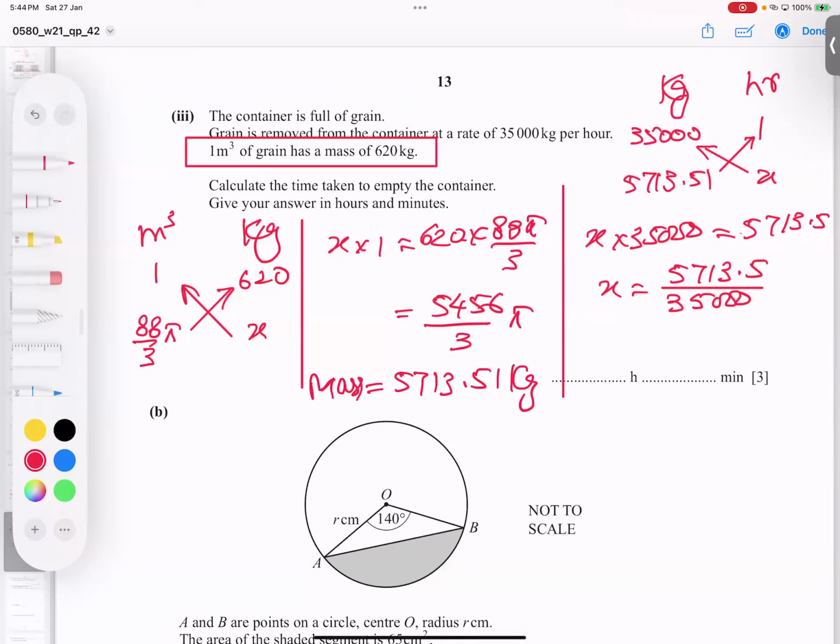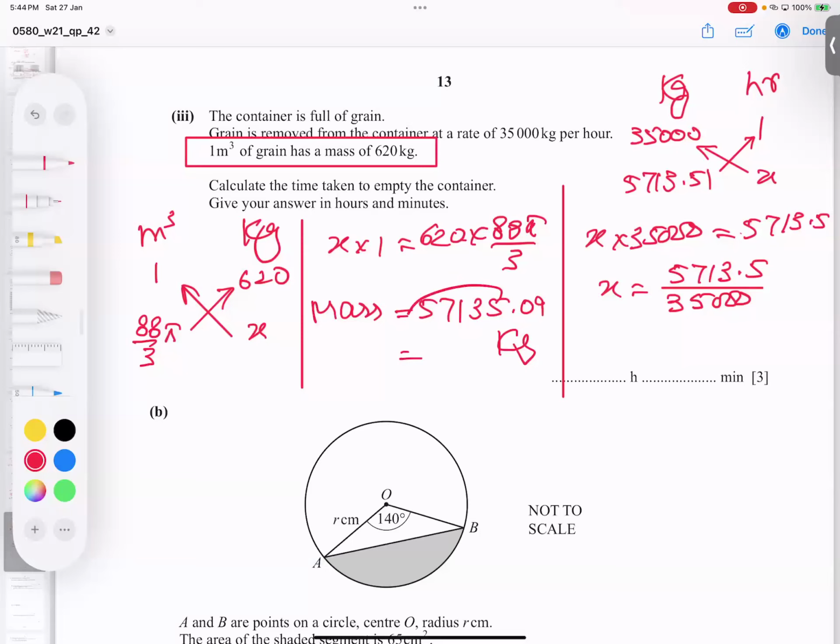What answer am I getting, students? I'm writing directly in kilograms now. So how much mass do I get? I'm getting 5713.509 kilograms, and I got this in kilograms. And this number I'm copying there. I think now it's okay and the mistake is clear. So 5713.509, which I'm copying here.